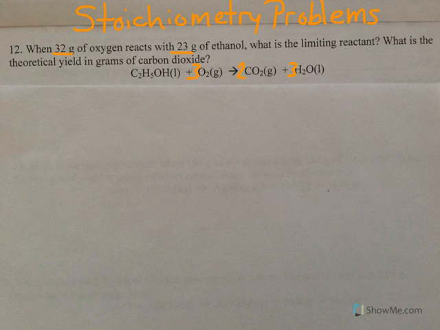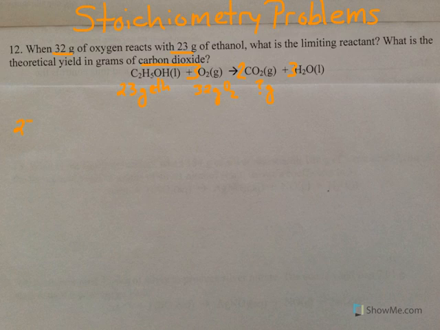So we have 32 grams of oxygen, so I'm going to put that below the oxygen, 32 grams of O2. And we have 23 grams of ethanol. So 23 grams of, I'm going to shorten it here, eth. All right? And we're being asked to find what the theoretical yield in grams of carbon dioxide is. And that is the CO2. All right, so essentially what we have here are 2 stoichiometry problems. I'm going to start with the first one with ethanol.